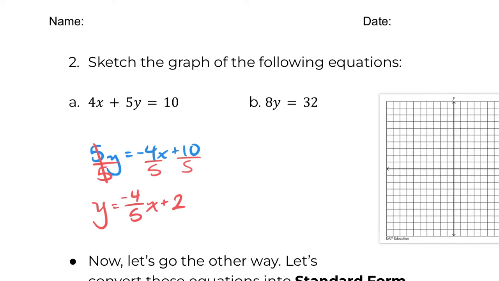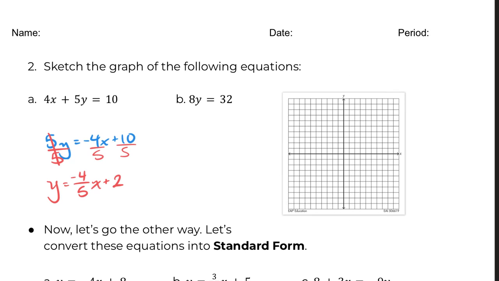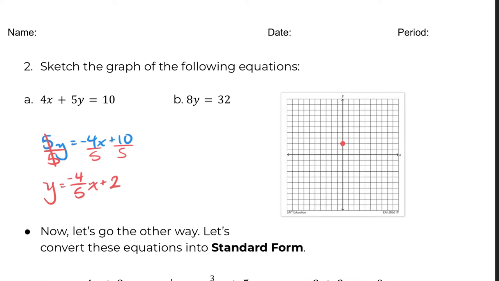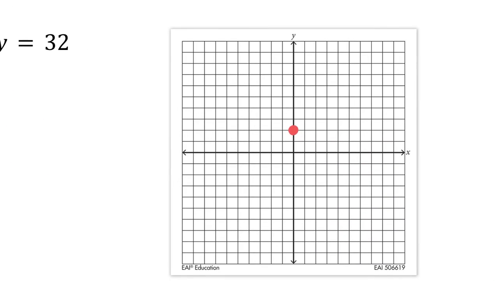Now before we do b, let's go ahead and graph this one. So we have a y-intercept at 2. I'm going to zoom in real quick. And the slope was negative 4/5. So y-intercept of 2. Then go down 1, 2, 3, 4 over 5. Just like that. Go down 1, 2, 3, 4 over 5 again.